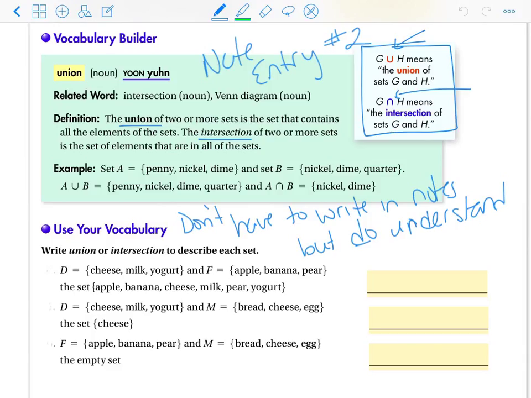So for D equals cheese, milk, yogurt, F equals apple, banana, pear, the set apple, banana, cheese, milk, pear, and yogurt includes what's in all of them, which makes this a union. In the next set, we're looking for the set cheese, and we see that it's in each of these. And it's the only one that's in both sets. So that is an intersection.